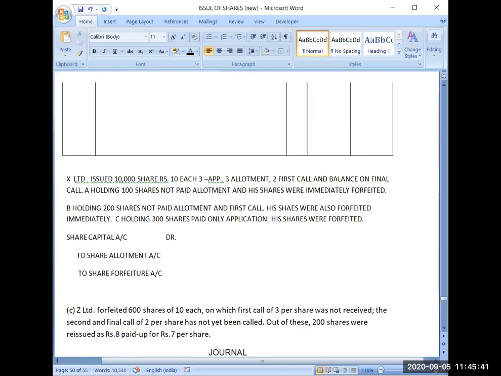So in this case, the called up capital will be only 600. Then allotment money, which he has not paid us, will be 300. And the amount which he has paid us on application will also be 300.